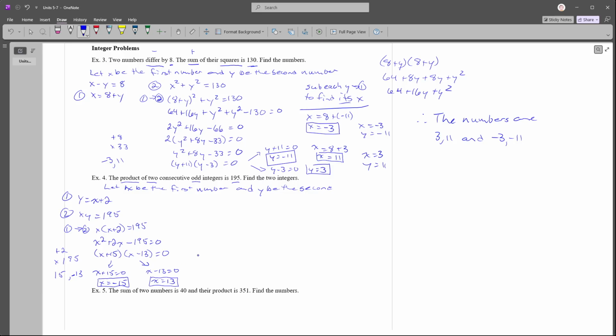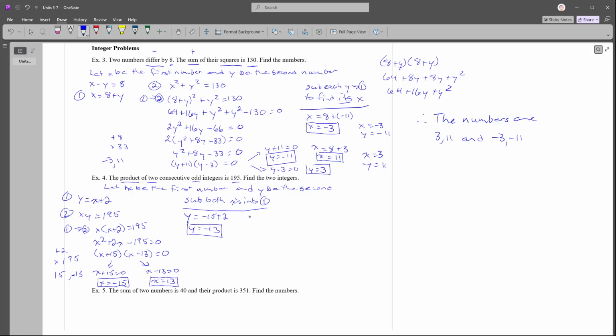So again, we ended up with two possibilities. So in order to figure out what the y's are, we know that the y is just 2 bigger, but we should still do the work. So we're going to sub both x's into 1. So for the first one, we have y is equal to negative 15 plus 2. So y is equal to negative 13.